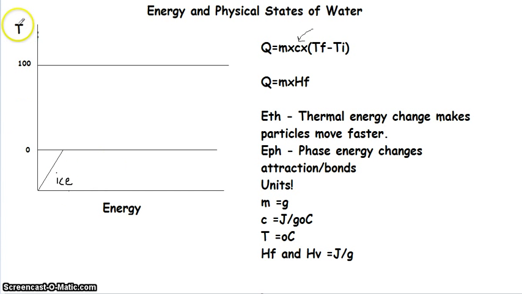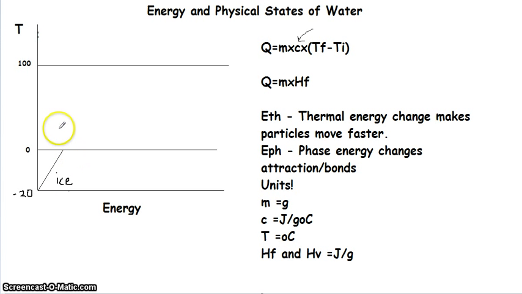Now, this is temperature on the y-axis and energy on the x-axis, and say you're at about negative 20 degrees, you're going to be in the ice stage, and any energy that you input into the ice will raise its temperature. At that stage, any energy that goes in we're going to say is thermal energy, and thermal energy change makes the particles move faster. And we all know that temperature is the measure of the average kinetic energy of the particles. So energy that goes in just makes them go faster.